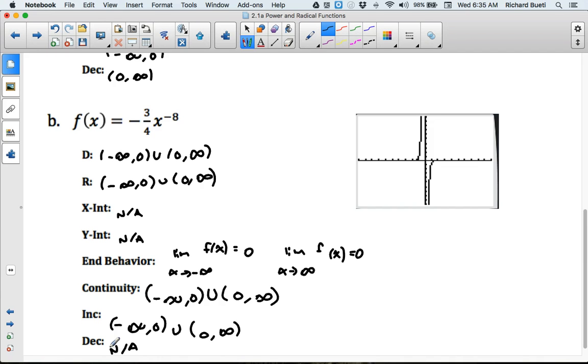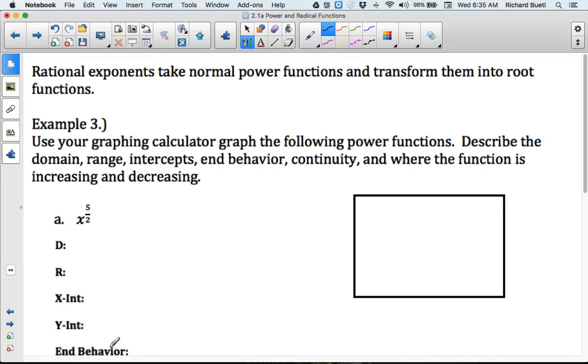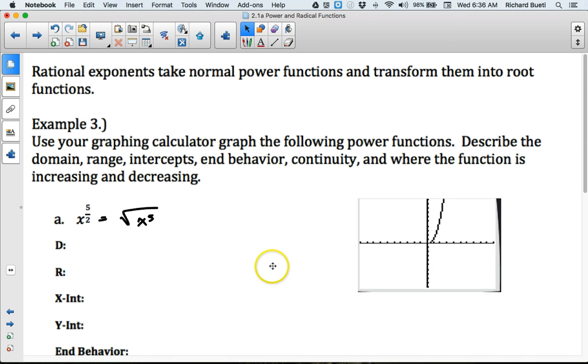So we've talked about positive exponents, we've talked about negative exponents. The last thing that we have to talk about in terms of a power function is whether or not we have a rational exponent. So rational exponents take a normal power function and transform it into a root function. So essentially, if we have f of x is x to the 5 halves, what this is really saying is that we're going to turn it into the square root of x to the 5th. Okay, and if we graph that function, that's what it looks like.